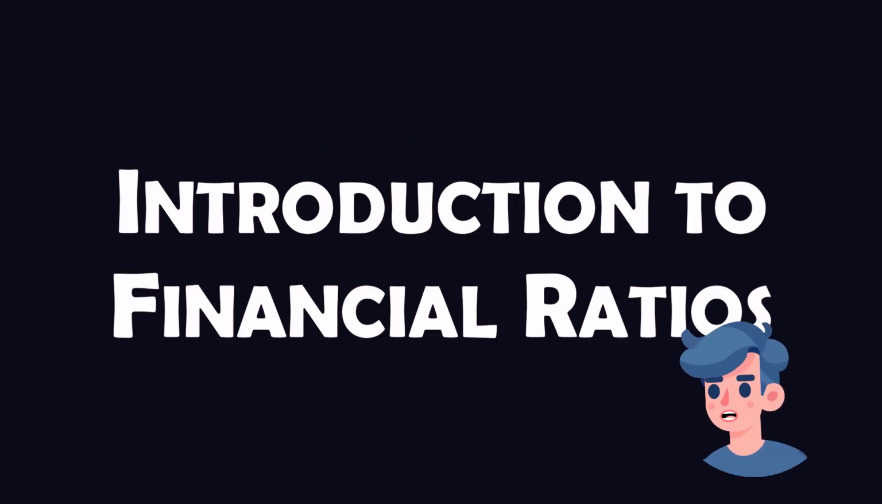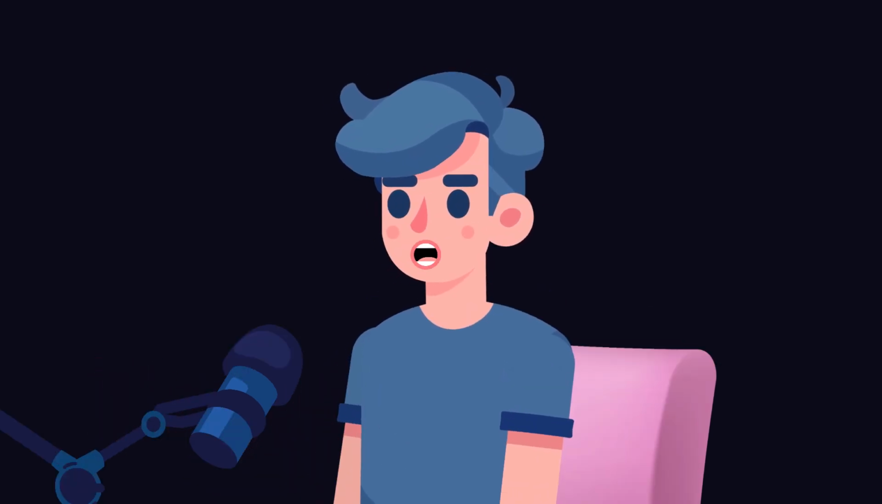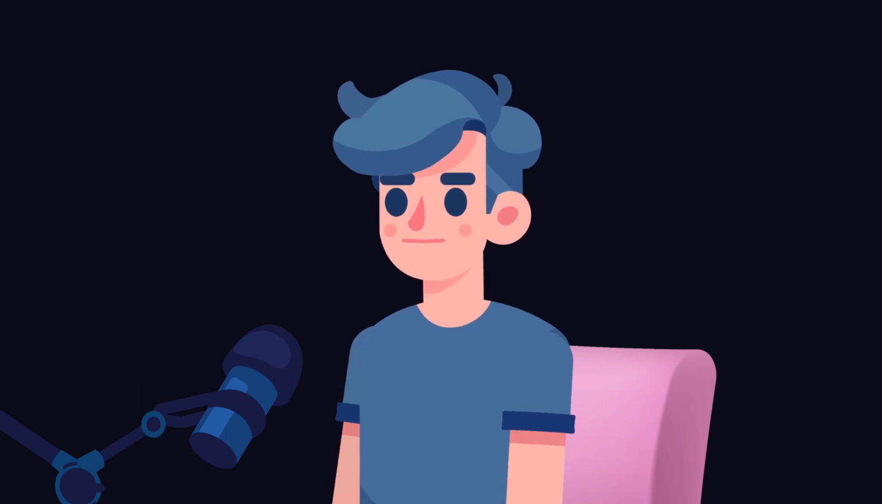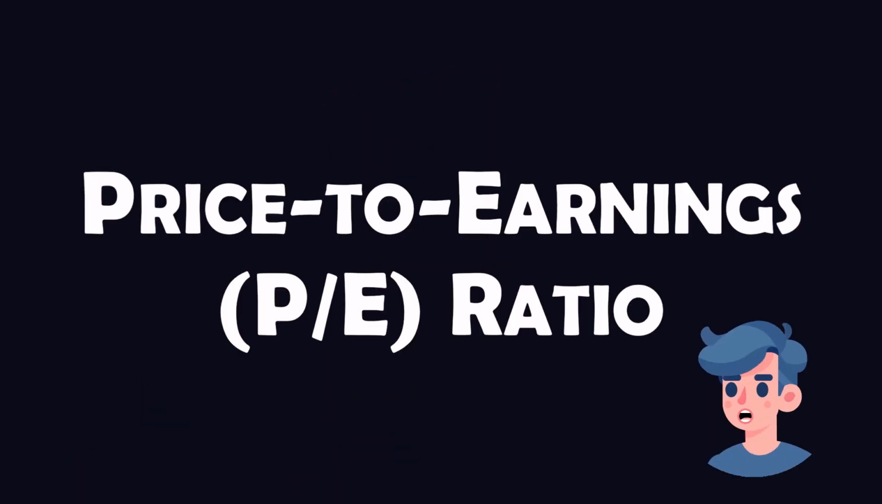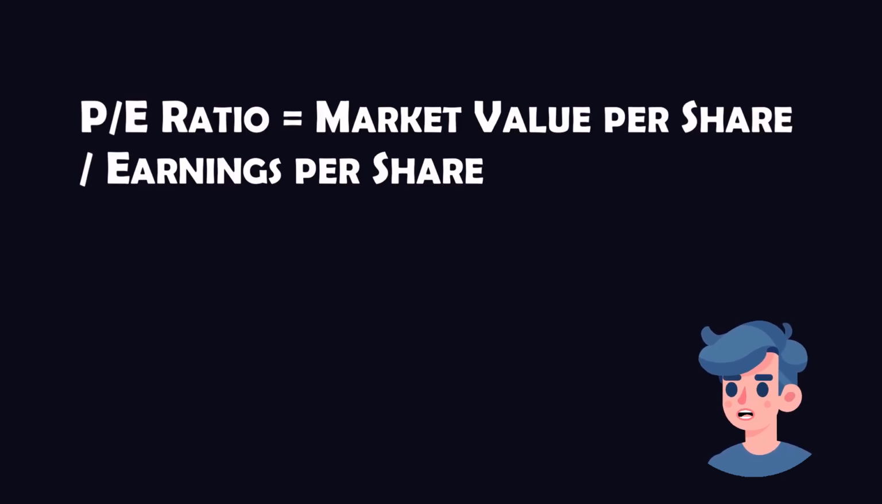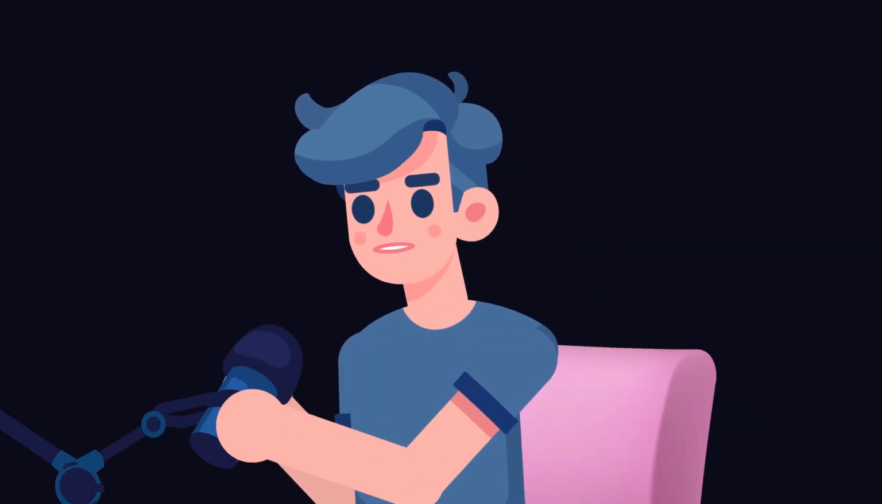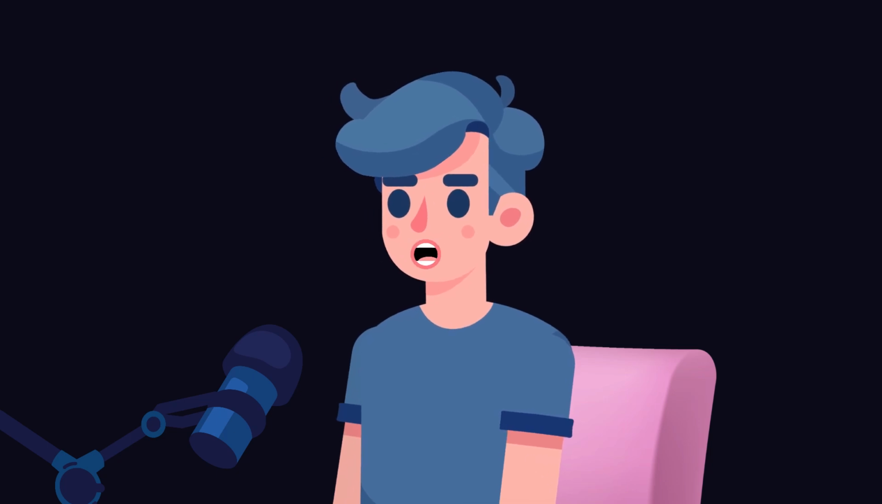Now that you understand the financial statements, let's move on to key financial ratios. These ratios provide quick insights into various aspects such as profitability, liquidity, and solvency. The price-to-earnings (PE) ratio is one of the most commonly used metrics in fundamental analysis. It measures a company's current share price relative to its per-share earnings. For instance, if Company A's stock is trading at $50 and its earnings per share are $5, the PE ratio is 10.